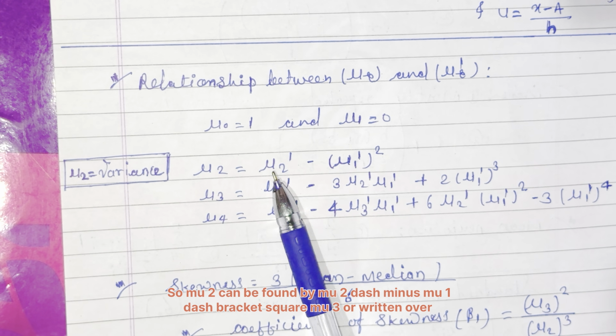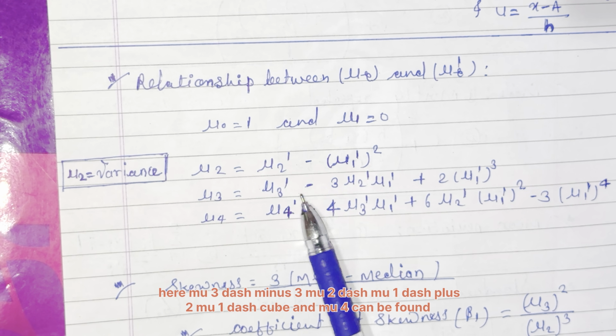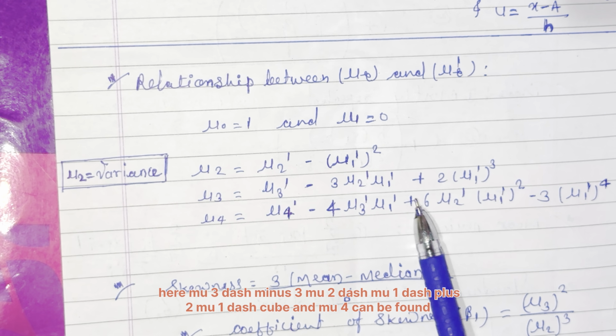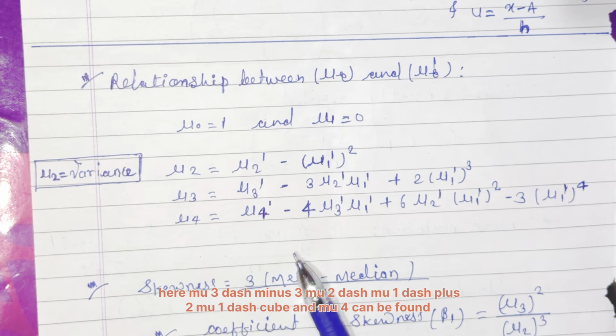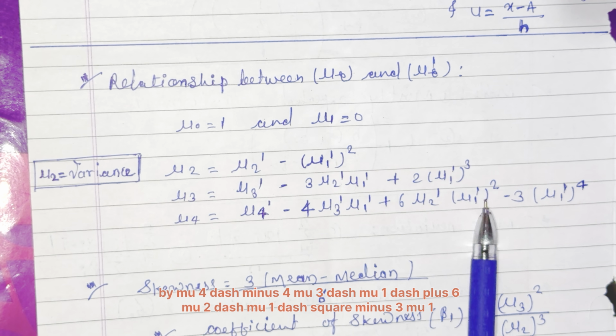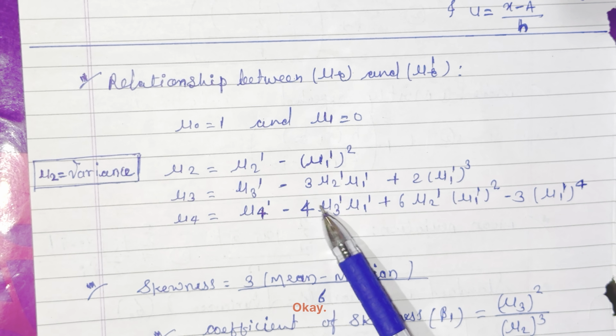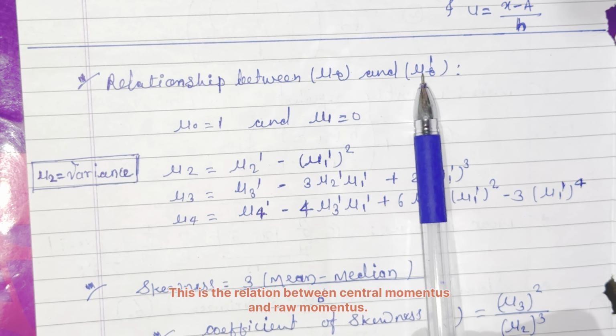So mu 2 can be found by mu 2 dash minus (mu 1 dash) square. Mu 3 is written as mu 3 dash minus 3 mu 2 dash mu 1 dash plus 2 (mu 1 dash) cube. And mu 4 can be found by mu 4 dash minus 4 mu 3 dash mu 1 dash plus 6 mu 2 dash (mu 1 dash) square minus 3 (mu 1 dash) to the power 4. This is the relation between central moments and raw moments.